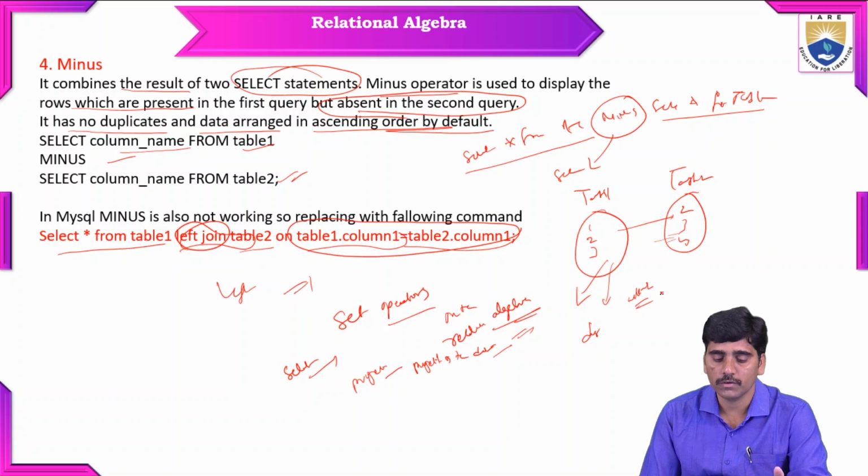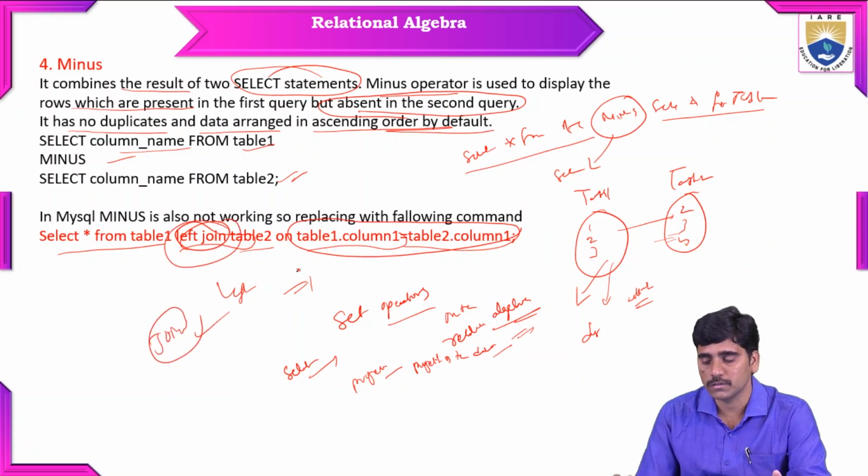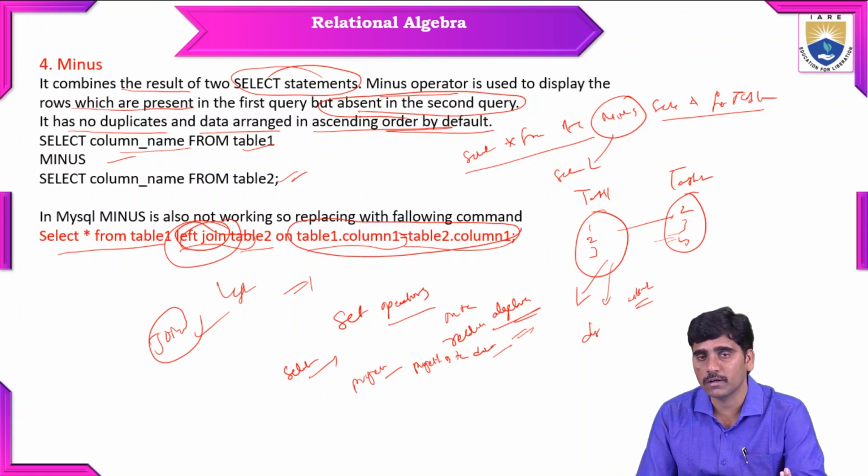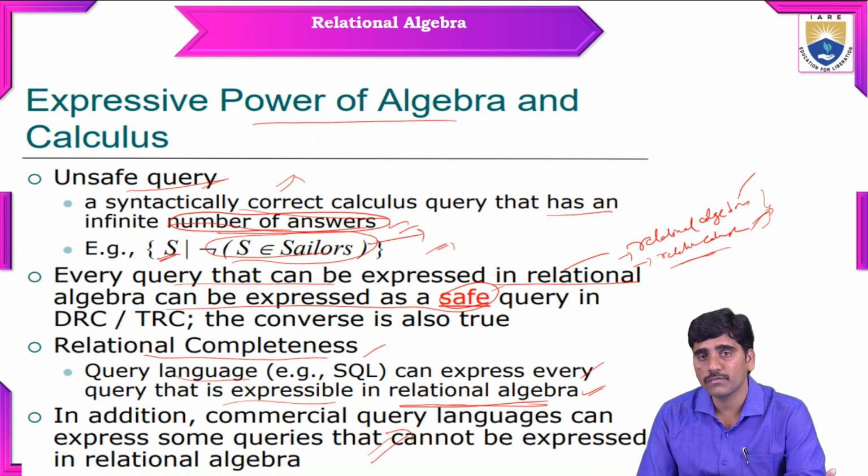To do this, we can use different join concepts: inner join, left join, right join, full outer join, Cartesian join, all the different types of joins. And the last one, expressive power of algebra. Writing safe and unsafe queries in relational algebra is called the expressive power of algebra. You can express the query in a safe way, or in a procedural way or non-procedural way. That is the power of algebra and calculus.